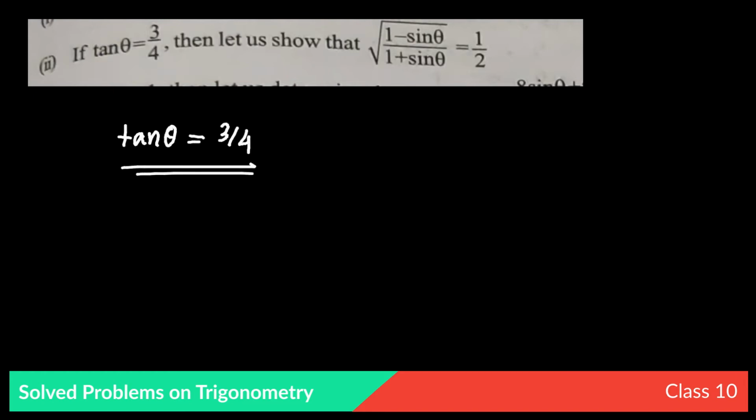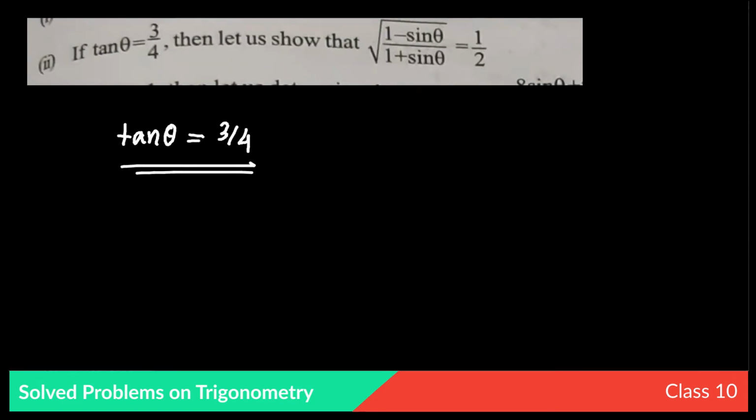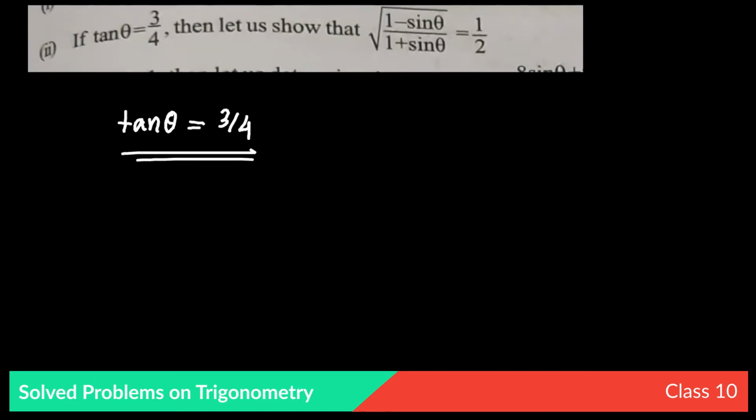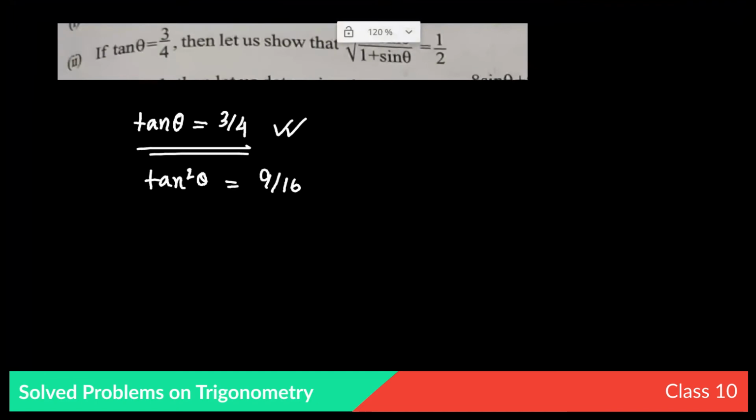So from this we have to find the value of sin theta, then we can put the value of sin theta in the LHS so that we can get the value half. That is the RHS. We have been given tan theta equals 3 by 4. Squaring both sides, we can write tan square theta equals 9 by 16.